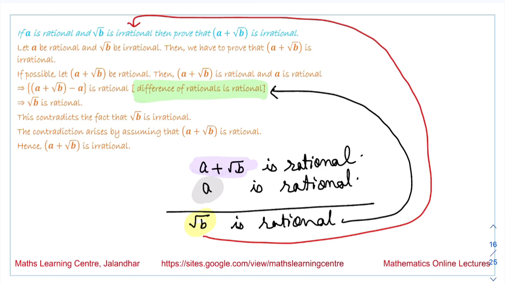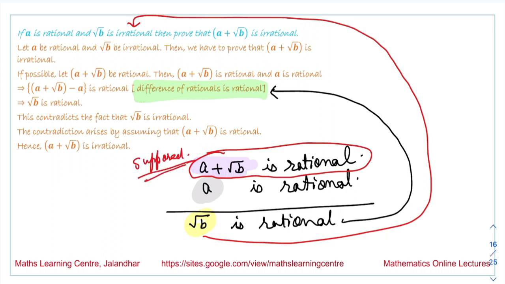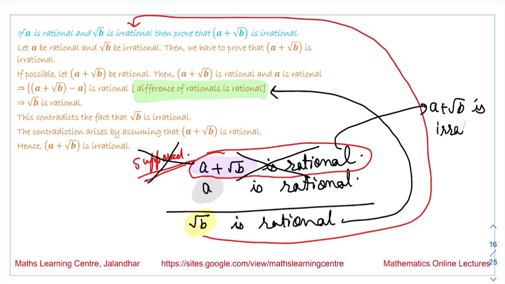It means the supposition that we have made over here, that a plus root b is rational, this supposition is wrong. We cannot suppose this thing. It means what we have is that a plus root b is irrational. It must be an irrational number.